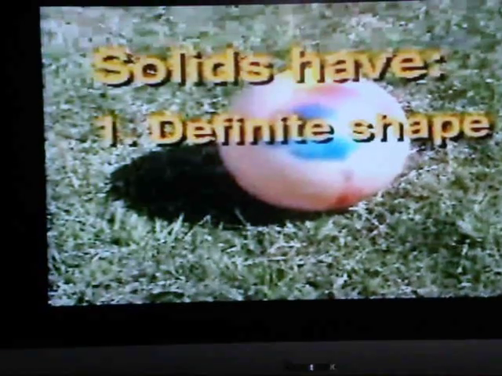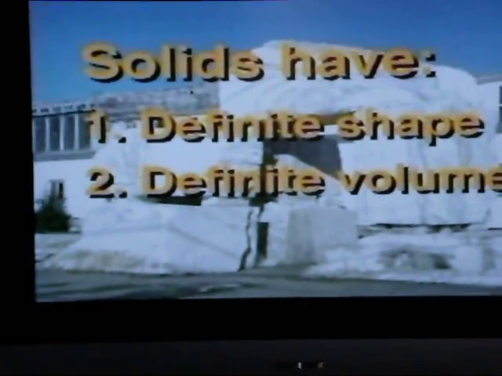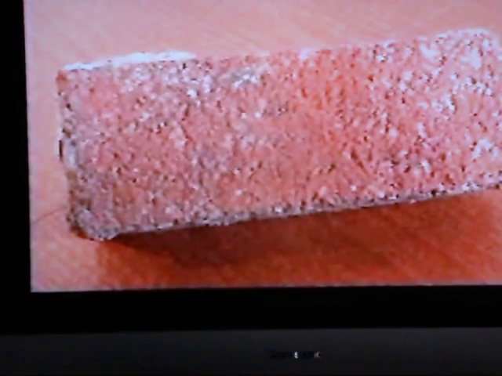Water can exist as a liquid or as a solid in the form of ice. Solids have 2 important characteristics. Solids, like this ball, have a definite shape. Second, solids have a definite volume. In other words, they take up a definite amount of space.